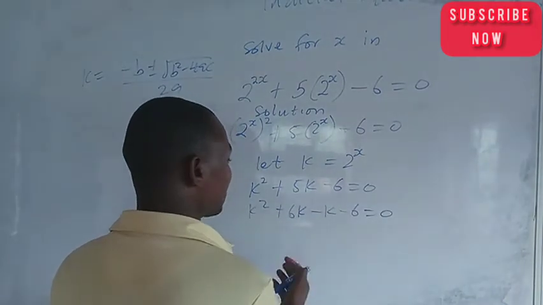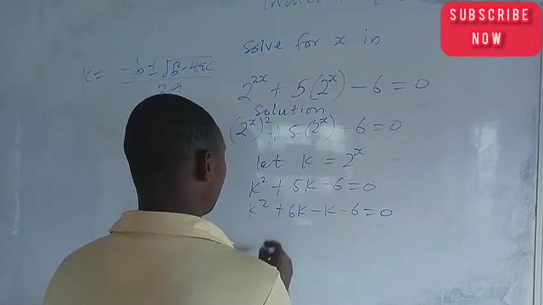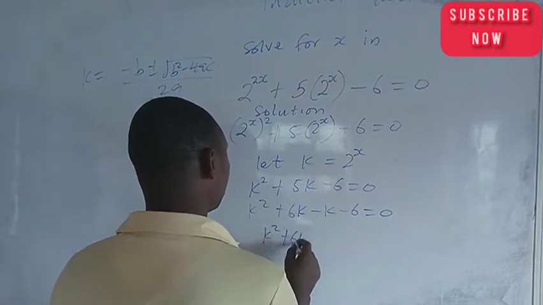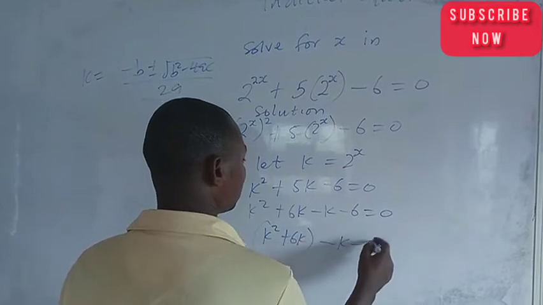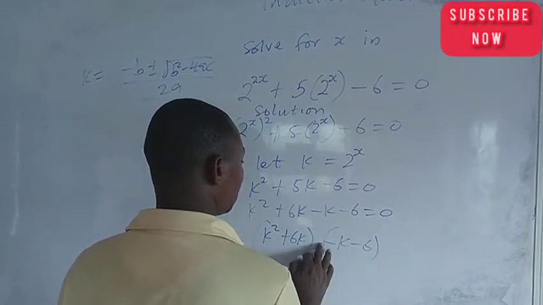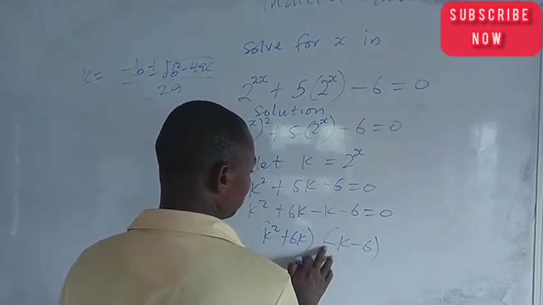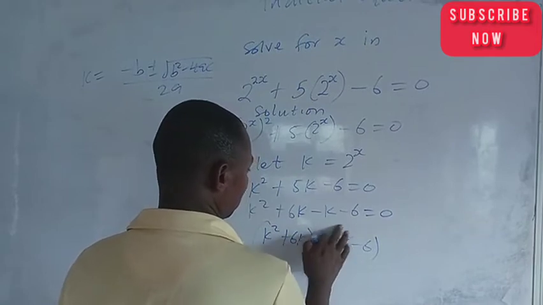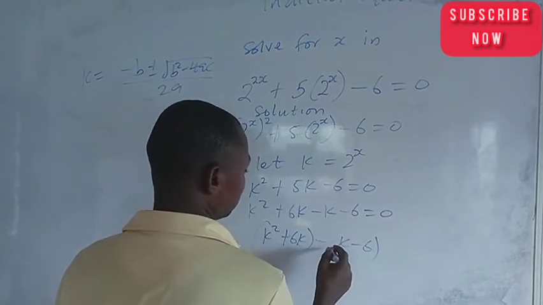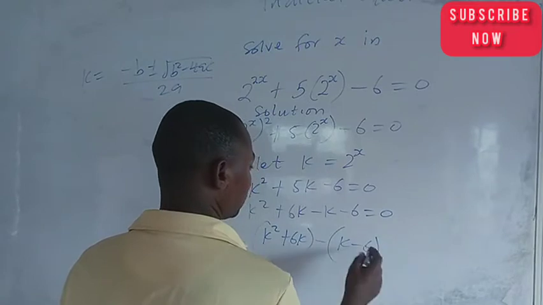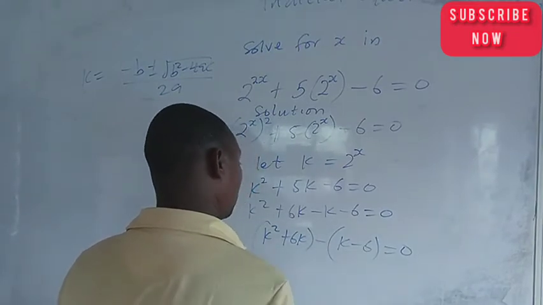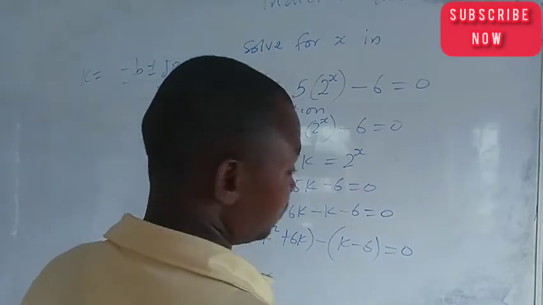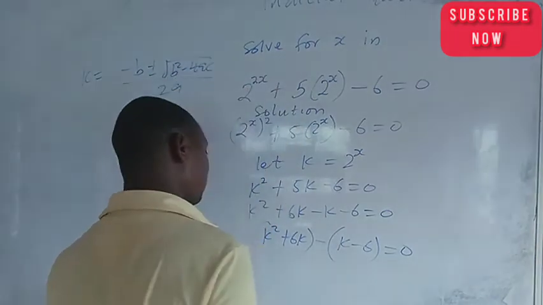So we are going to bracket them, keeping the two terms: minus k squared plus 6k. Okay, they have a minus k minus 6, minus k minus 6. So that's a minus. So let us leave it this way. But don't forget that the bracket must be the same. The value in the bracket must be the same.